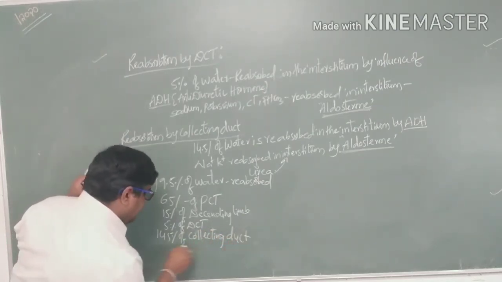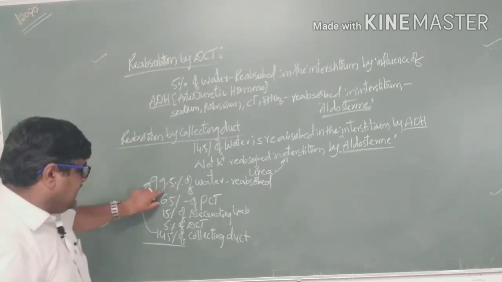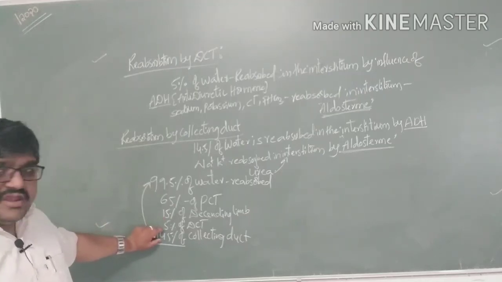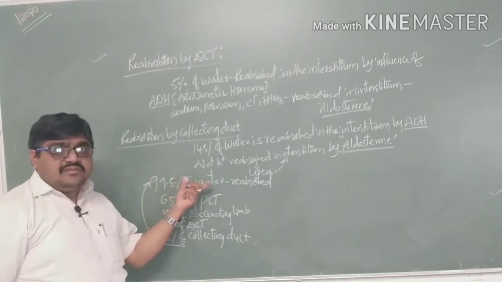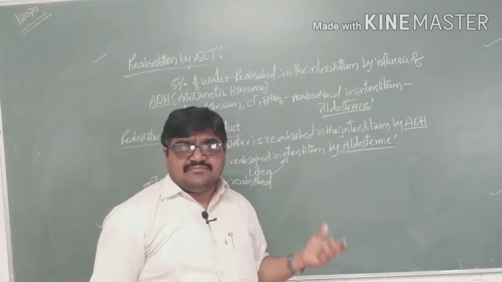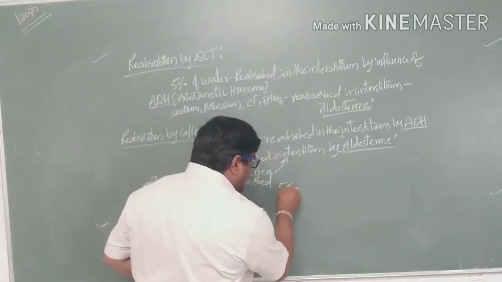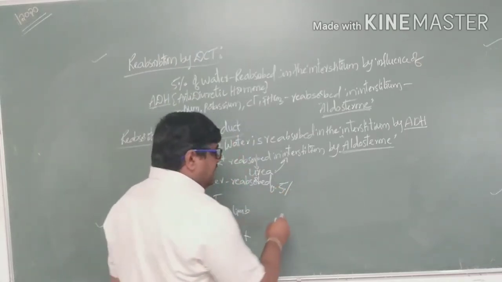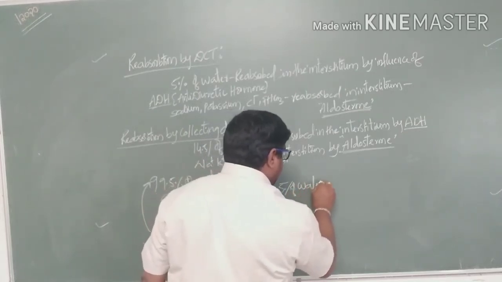Total, if we calculate here, we will get 99. That means here 80, 85, 90, 99.5% of water is reabsorbed into the interstitium of the blood. That water is reabsorbed, so that only 0.5 percent of water is eliminated.